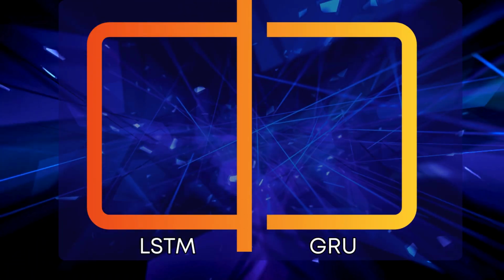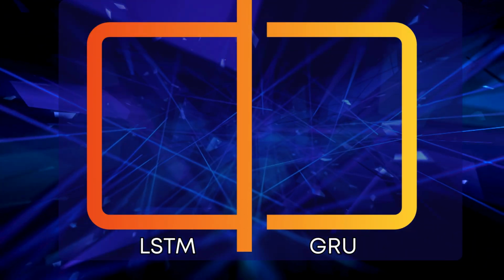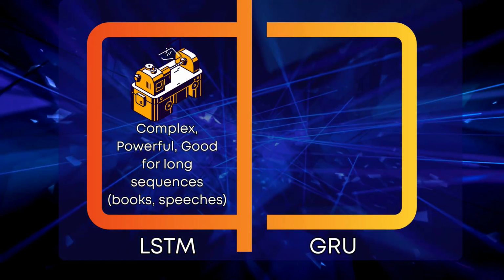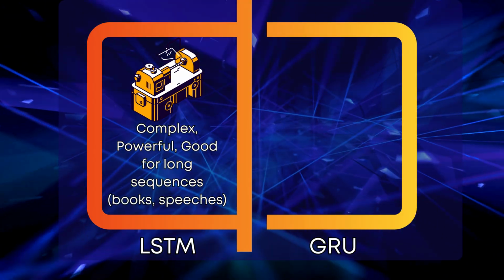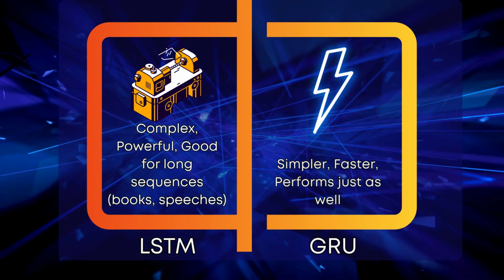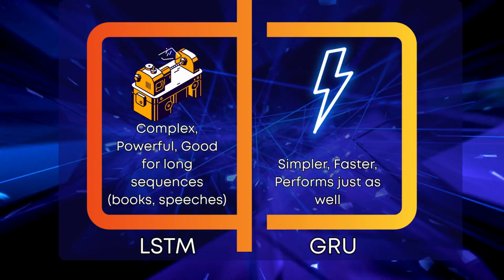So, when should you use GRUs versus LSTMs? LSTMs are more complex and often better for very long sequences, like full books or long speech data. GRUs are simpler, faster, and in many cases perform just as well.